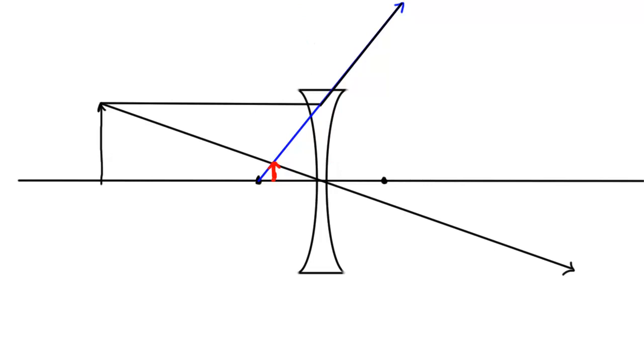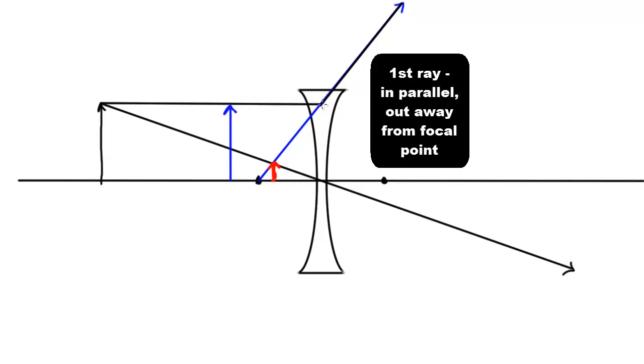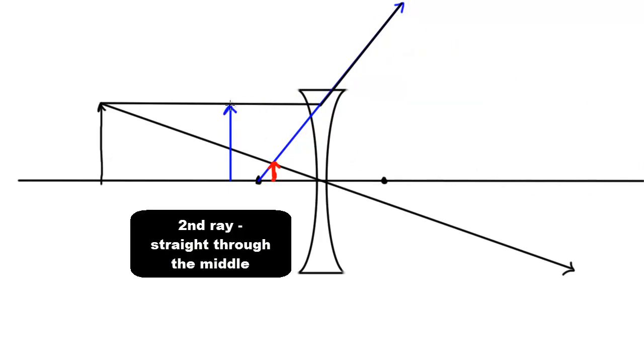I will show you that if we move this in a little closer, let's say we take our object and move it in closer. I'm going to keep it the same height, but move it closer. I'm going to draw the rays. Well, this ray is already drawn for me. It comes in parallel and goes out away from the focus. The second ray, the one that passes right through the center, the biggest difference is it just intersects with this ray in a different spot.